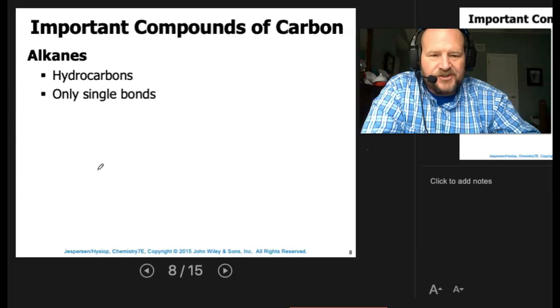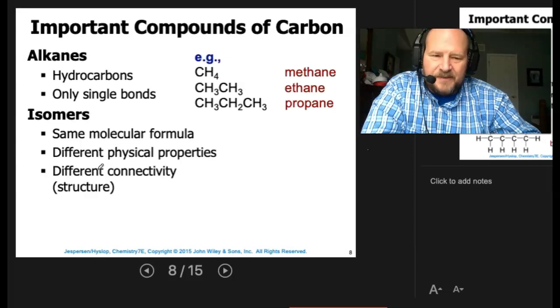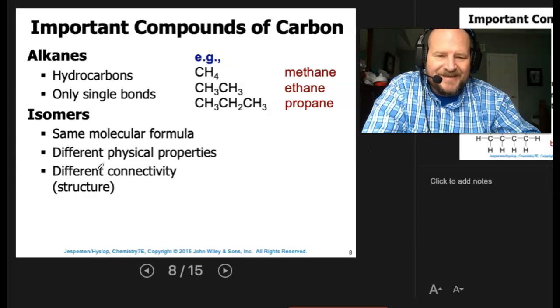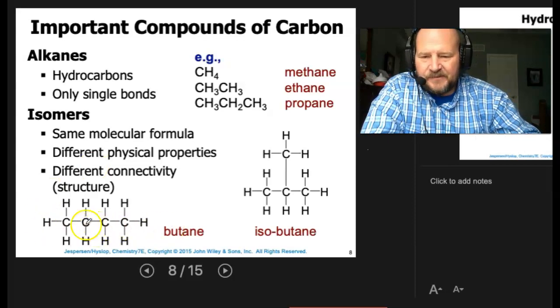So these are going to be our base chains. These are all hydrocarbons. They only have single bonds. So it'd be like methane, ethane, propane. There'll be a topic called isomers. So we have the same molecular formula, but things are connected differently. So for instance, here you can see we have butane. So the formula here is C4H10.